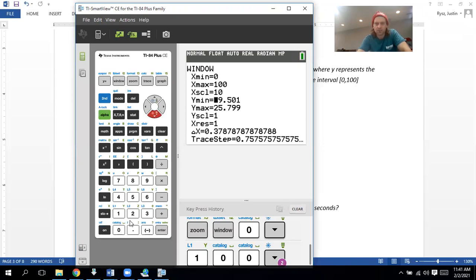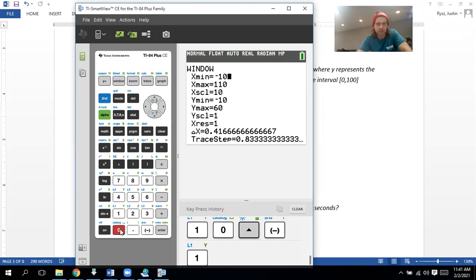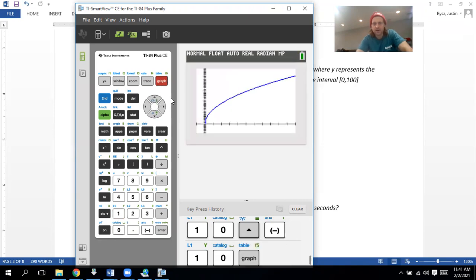Let's see, the y min would be 0. The highest, if we plug in x for 100, that'd be like 50. So you know what, let's go a little more and a little less on both of those. So we'll go from negative 10 to negative 60, and we'll go to negative 110. All right, so there's a graph.